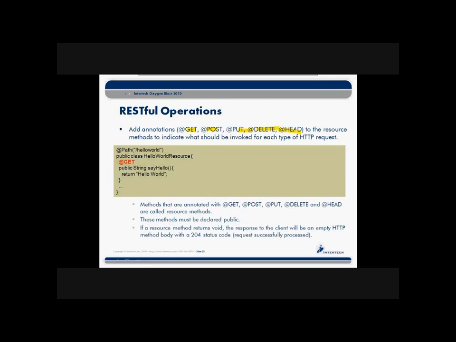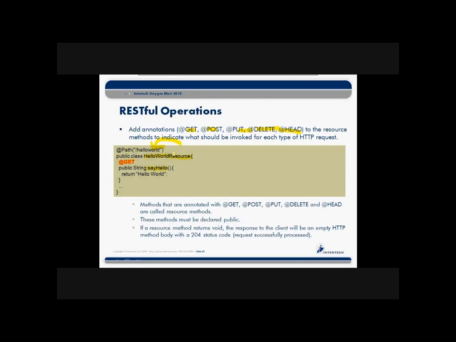So all we have to do is annotate our POJOs and the methods in our POJOs with these annotations: @GET, @POST, @PUT, @DELETE, and @HEAD, to specify which method is to be invoked under which method call, if you will, which verb. So let's take our example again. In the Hello World web service, we're going to call the sayHello method when we get a GET request at this particular URI location.